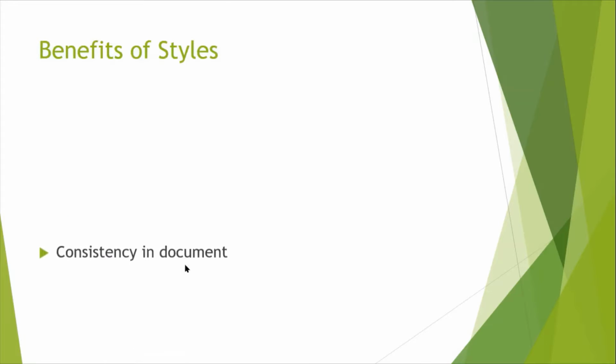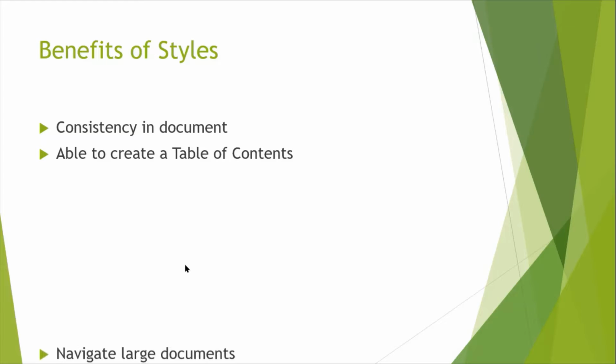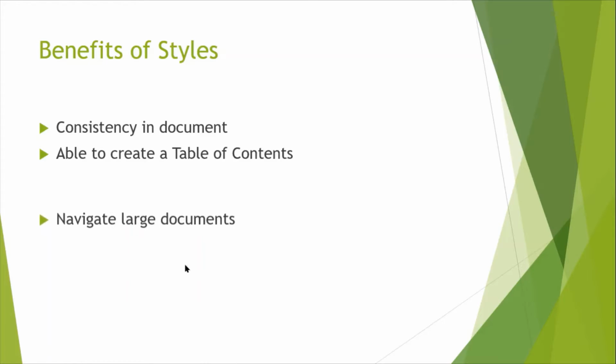There are lots of benefits to working with styles in your document. Consistency is one. Being able to create a table of contents. Without the styles, people are manually typing in the name of the heading, and then the page number, and that's an absolute nightmare. There is an easier way. It's just a couple of buttons, or one button really, and you're done, as long as you've used styles.